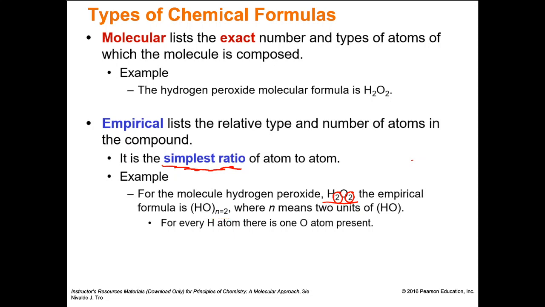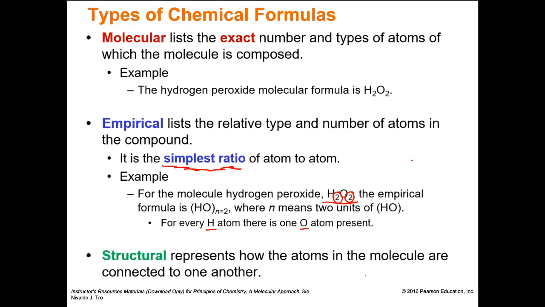Okay, so what this tells me is that for every hydrogen present, there's 1 oxygen present as well. So it just tells me the ratio. It doesn't tell me the exact numbers. It just tells me that it's a 1-to-1 ratio. Whereas with H2O2, I know, okay, it's 2 hydrogen and 2 oxygen. So that's the big difference there.